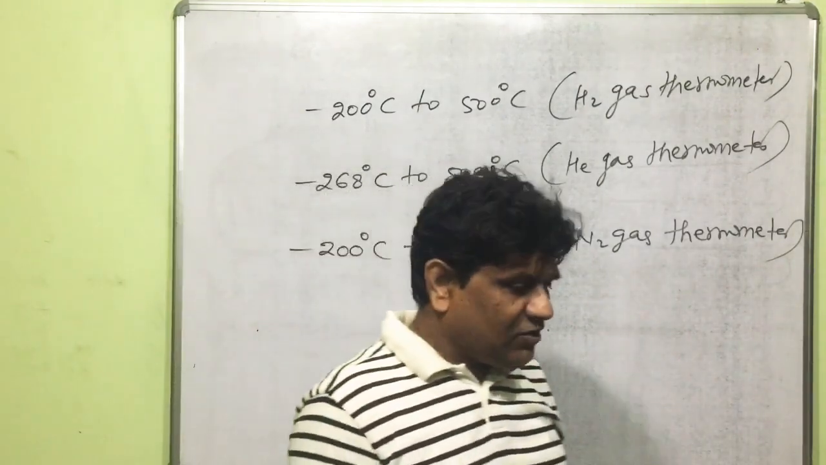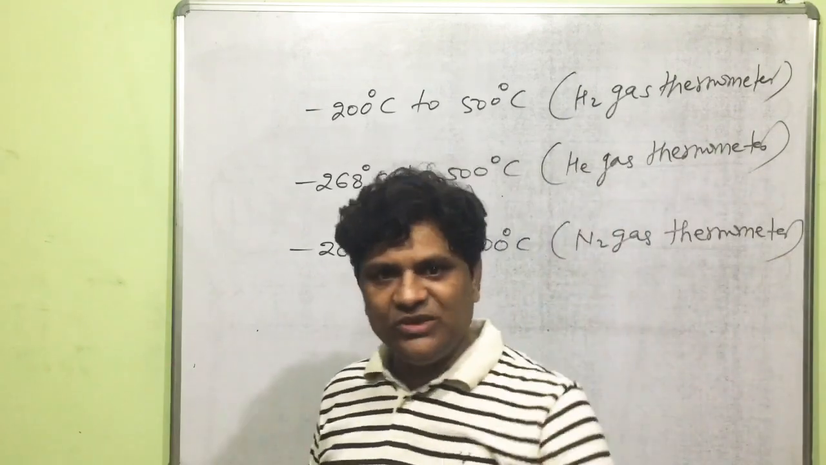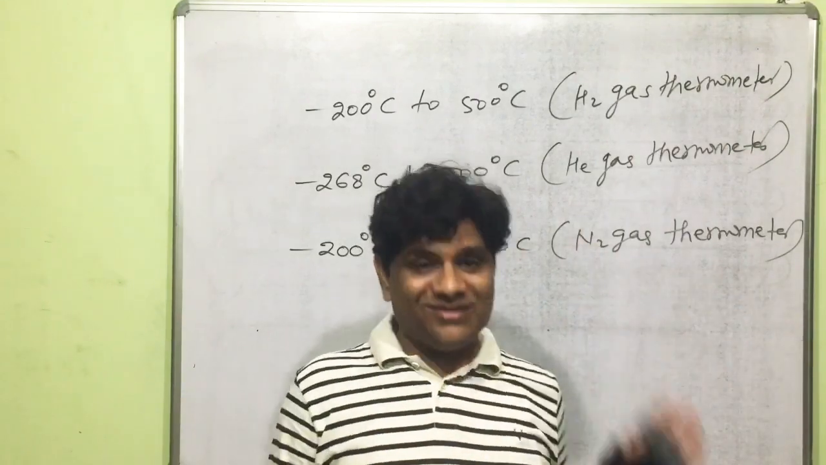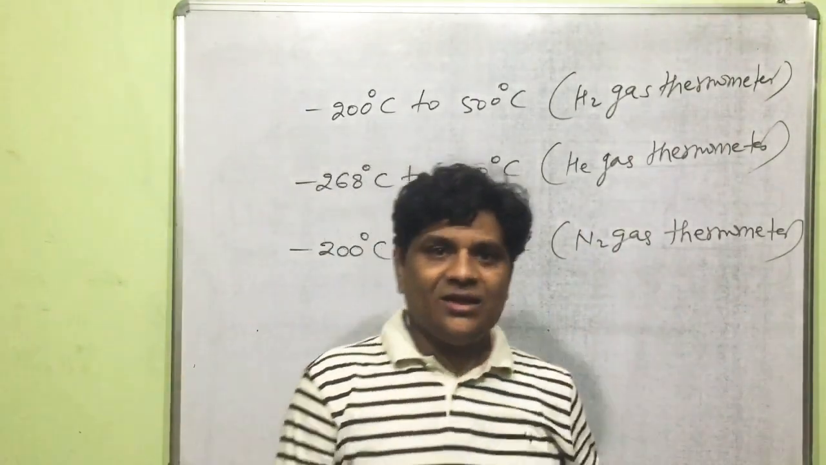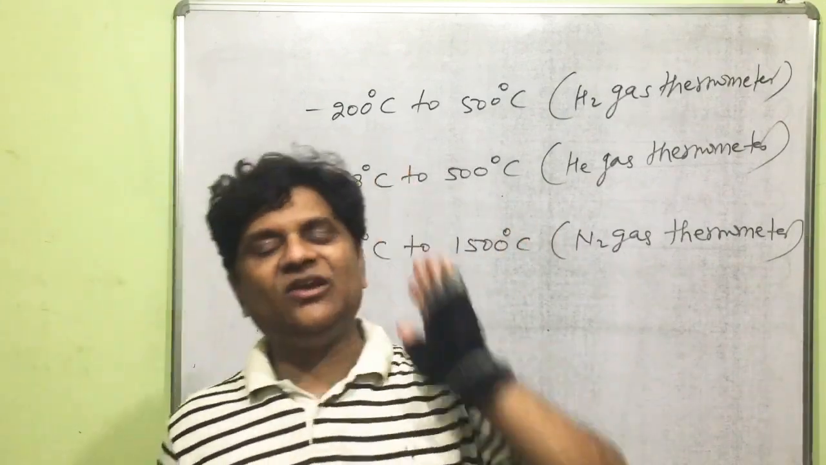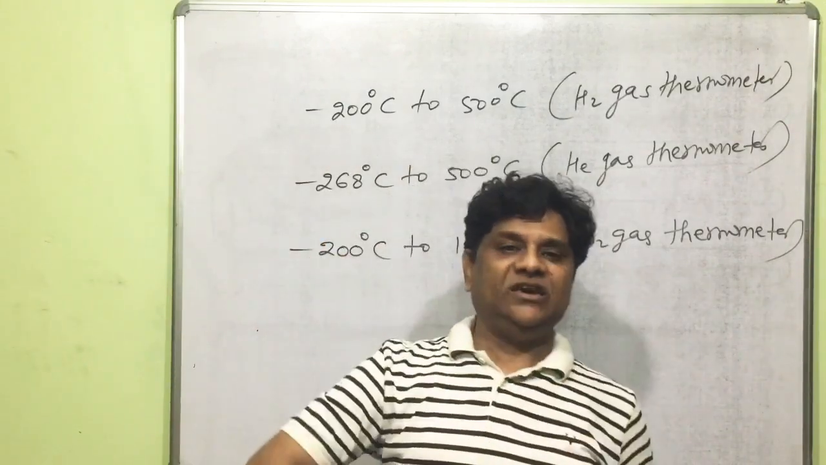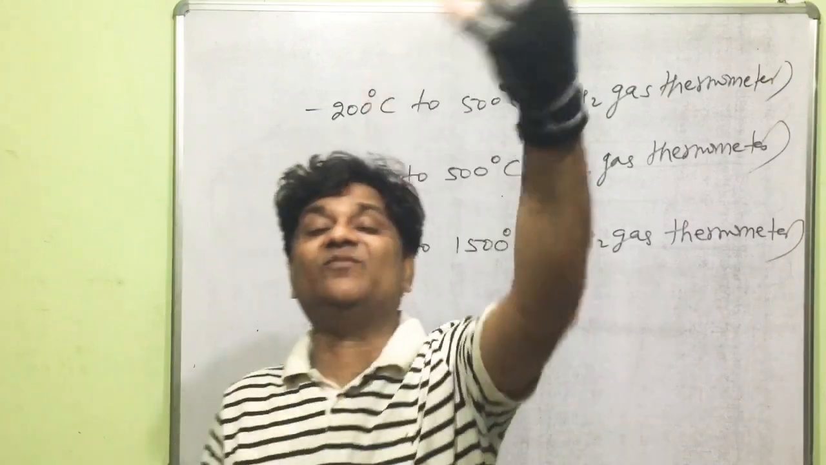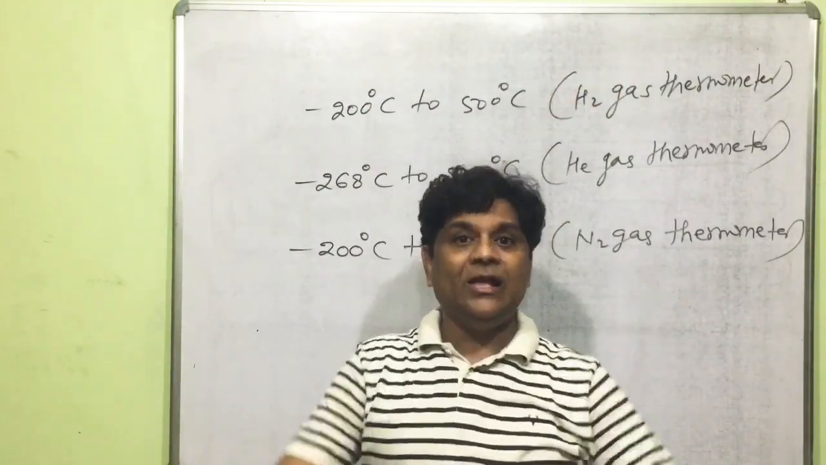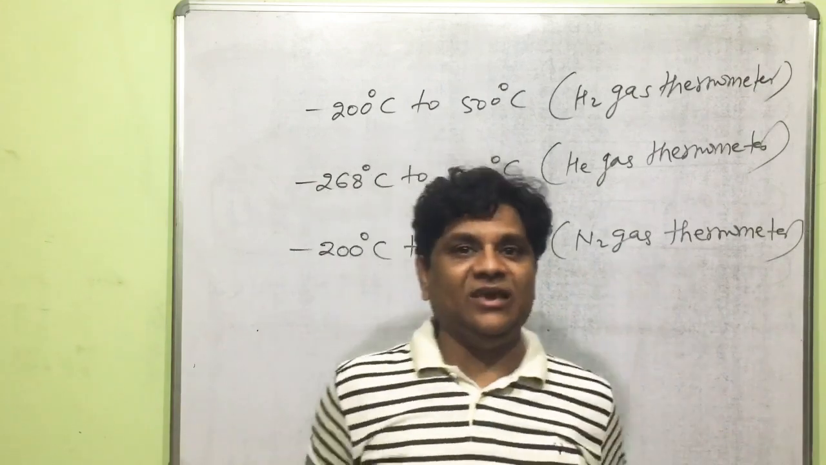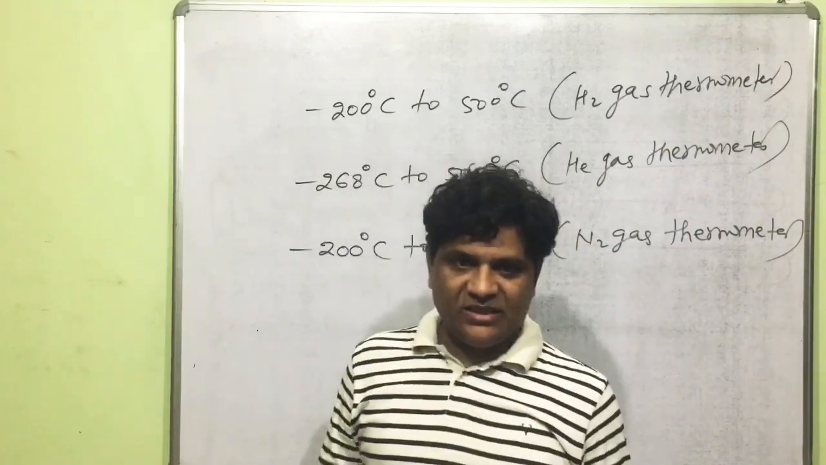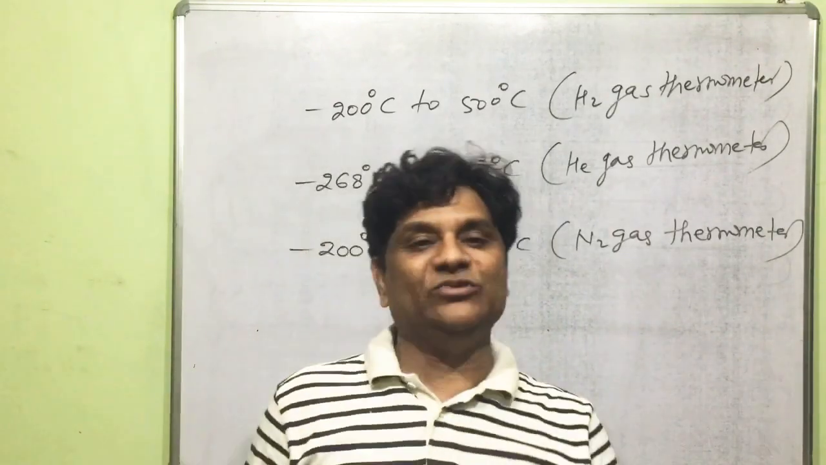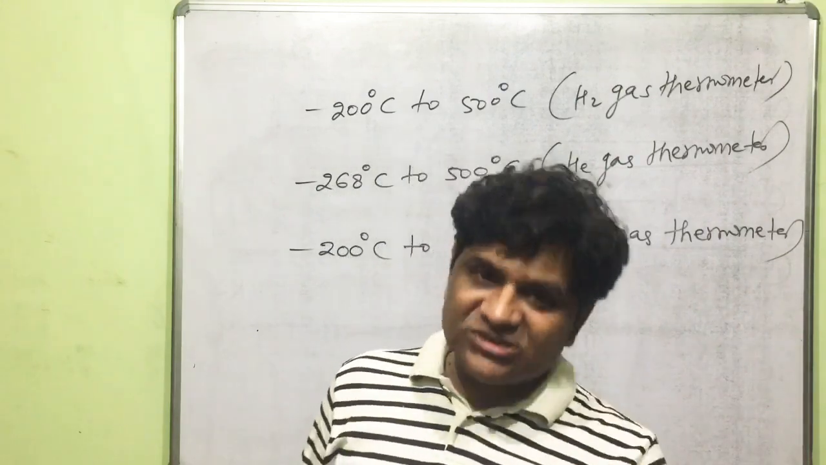Now a question arises here: why do we use hydrogen gas in a gas thermometer? Simple. Hydrogen is lighter than all other gases, so it will have a lower density. Lower the density, greater will be the expansion after a rise in temperature. And greater the expansion, better will be the accuracy. So we use hydrogen in a gas thermometer for better accuracy.